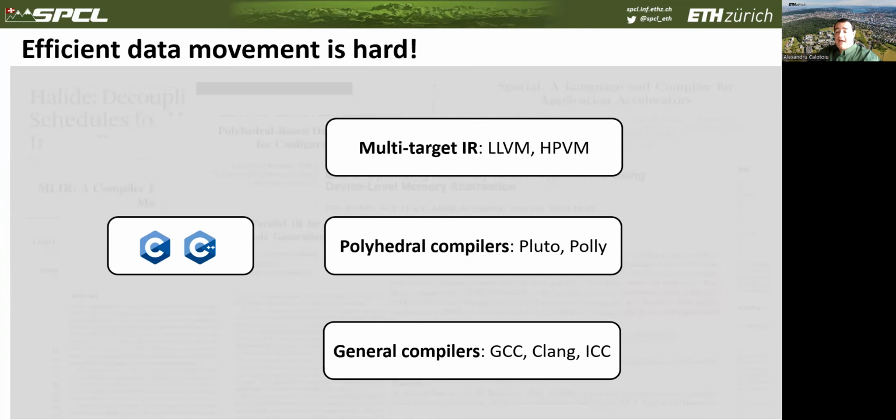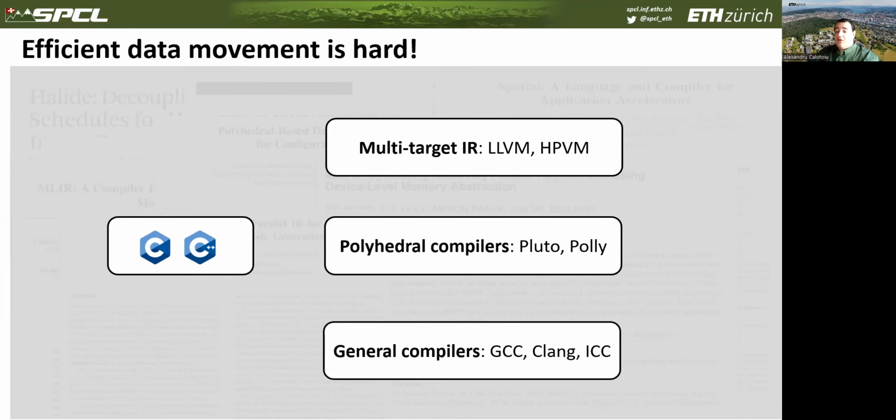I would say we have IRs, which are frameworks that generate code for multiple platforms, helping with performance portability, compilers that use polyhedral analysis to uncover parallelism opportunities and make better use of current parallel architectures, and many general compilers which try to optimize for the available hardware and even auto-parallelize in the case of ICC.